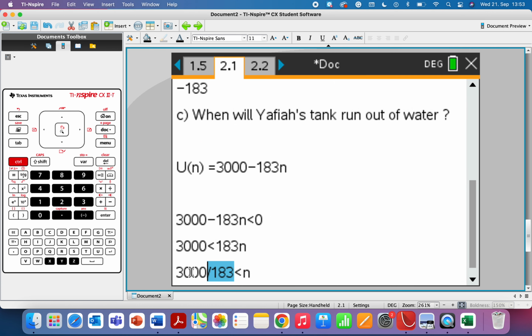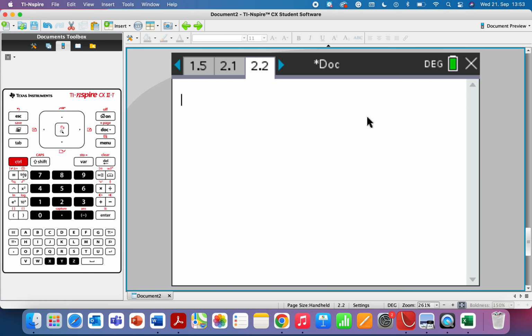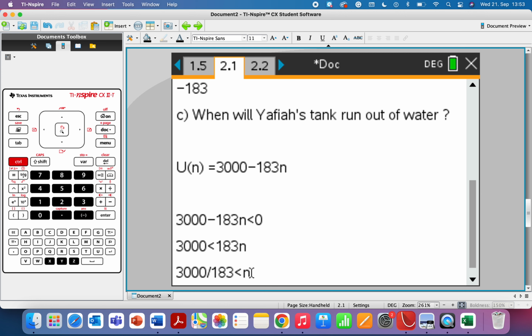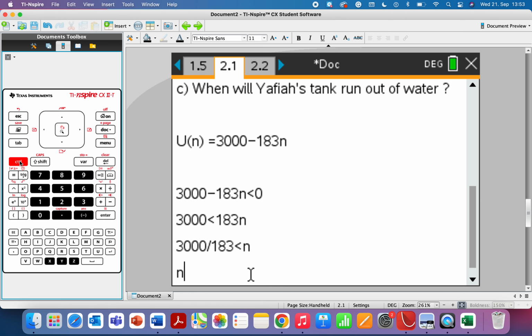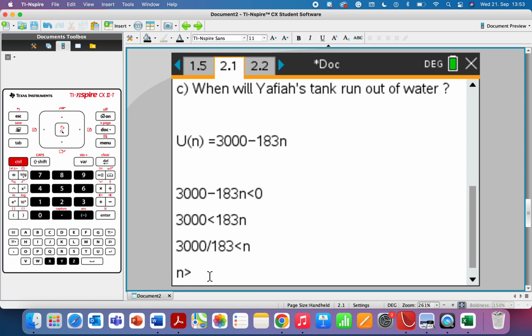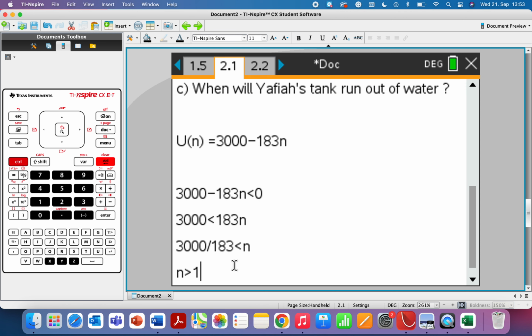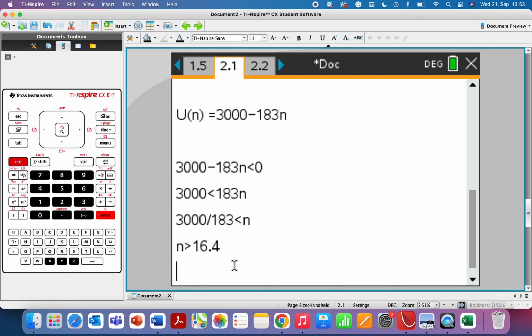And let's go ahead and do this calculation in the calculation page. And I'm going to do Control Enter to get the approximate sign. So 16.4 to one decimal place. So when we write the answer out, we have to have n, the number of weeks, bigger than 16.4. But we know that n can only be whole numbers of weeks. So n equals 17 weeks. So that would be how to answer it with a little bit of algebra usage.